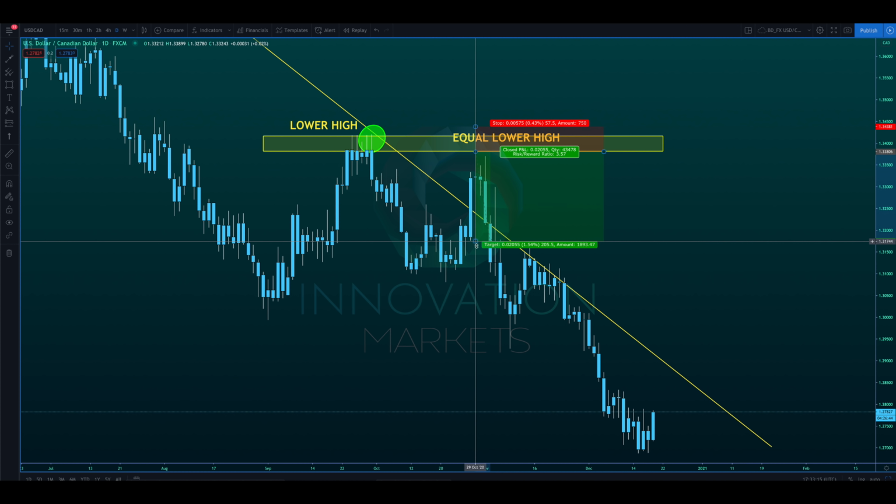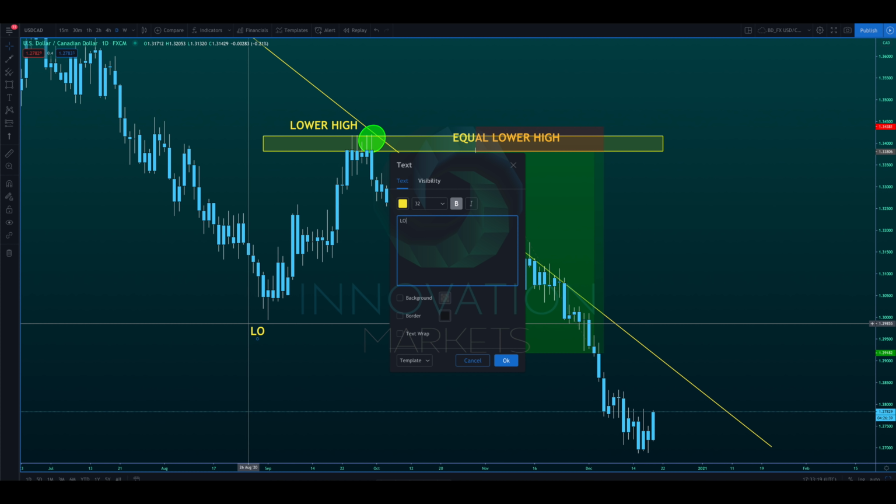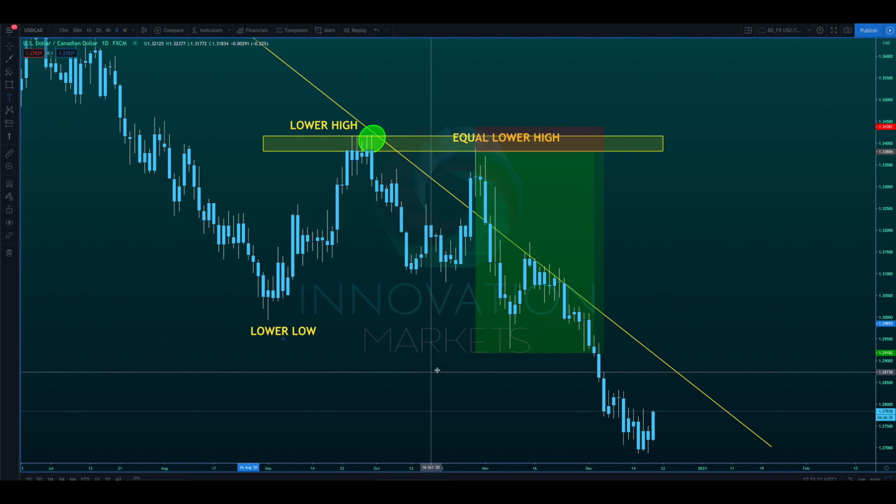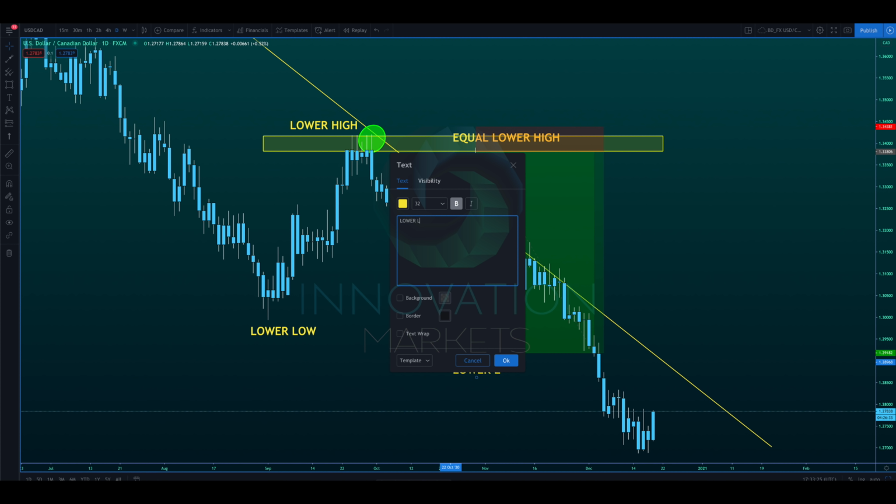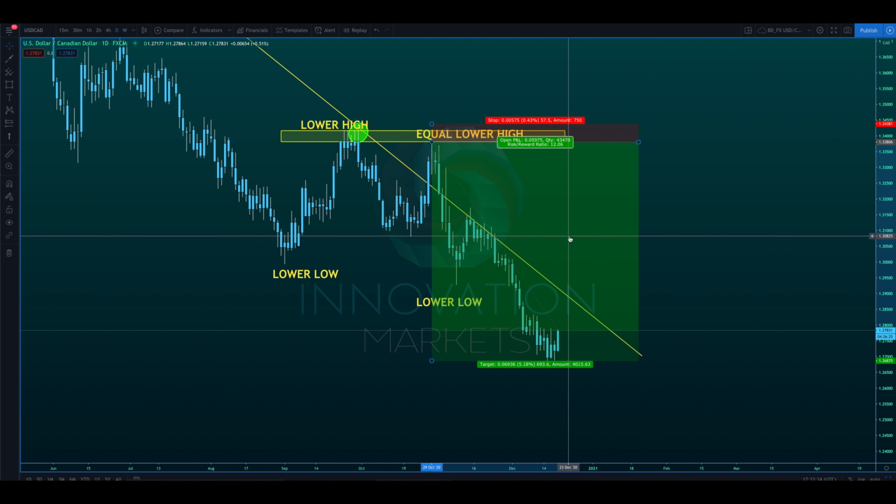And then what are we expecting to do? Come down and make a new lower low. We're expecting price to come down and make a new lower low. And that means you're taking a swing trade which holds for a long, long time. You can take that trade, sit back and make huge amounts of profits.